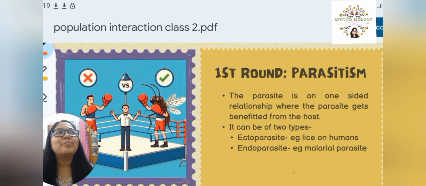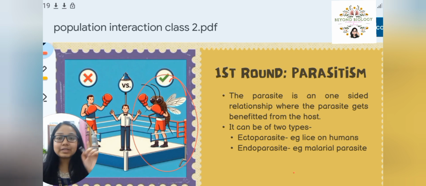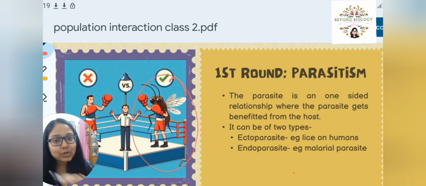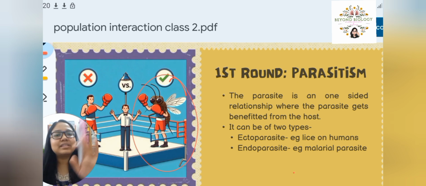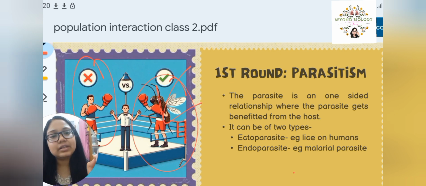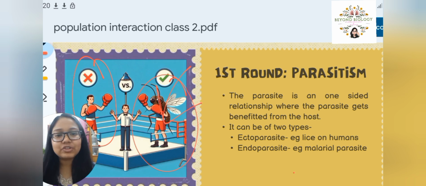So parasitism, what is parasitism? Parasitism is when one organism is benefited in some way by harming the other organism, which is generally the host in this case. Here you can see a mosquito. Don't get me wrong here, the mosquito is not a parasite. So why have I used a mosquito here? The mosquito is not the parasite, it is the malarial protozoa present inside the mosquito that is the actual parasite, and it is mainly affecting the host, the human. So this is a negative interaction between the two.